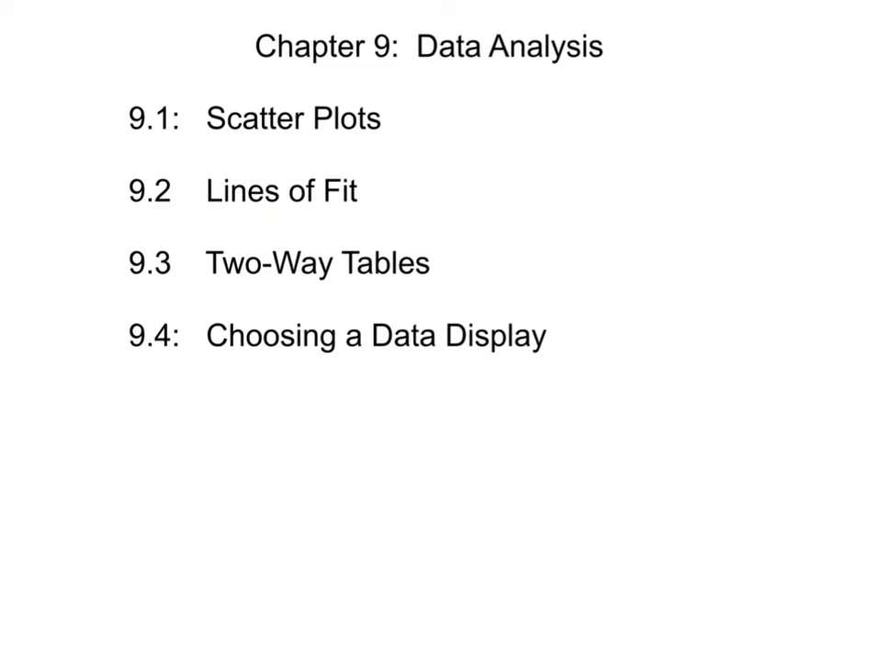9.3 is going to deal with two-way tables, which takes this type of data in here and groups it together in a table in a way that we can do a lot of different things with how we analyze what's going on in the situation. And then finally 9.4 we're going to look at data displays, and this is reviewing a lot of things you've done in the last year or two, looking at box and whisker plots, stem and leaf plots, different types of bar graphs, line graphs, circle graphs. So let's start with 9.1, which is scatter plots.